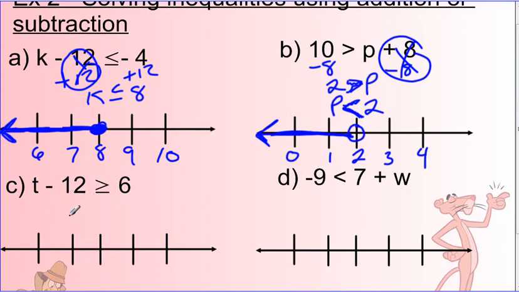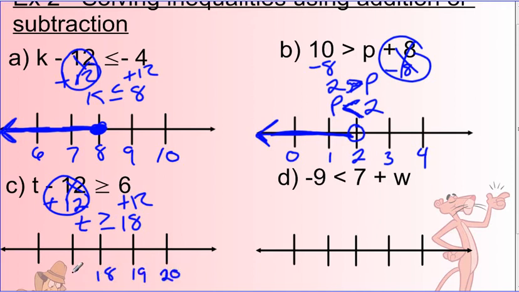T minus 12, well, we get rid of it using a plus 12. Plus 12, these cancel, and we got T is greater than or equal to 18. So we got 18 and bigger and bigger and smaller and smaller. All right. Now, hollow dot or solid? Well, we need a solid dot because it's or equal to.